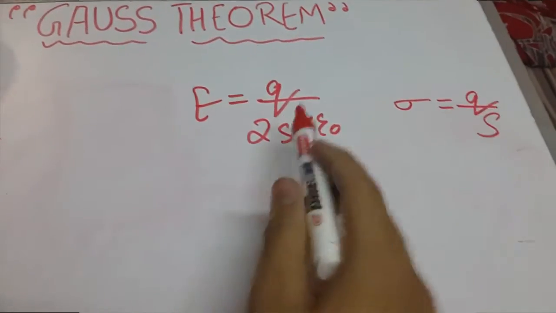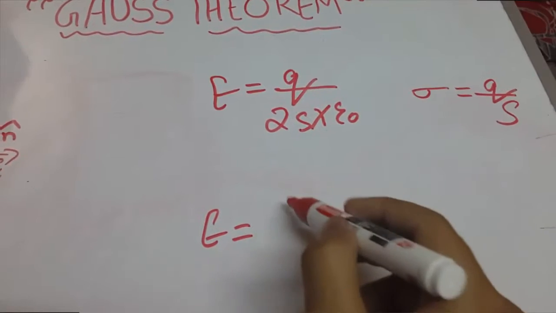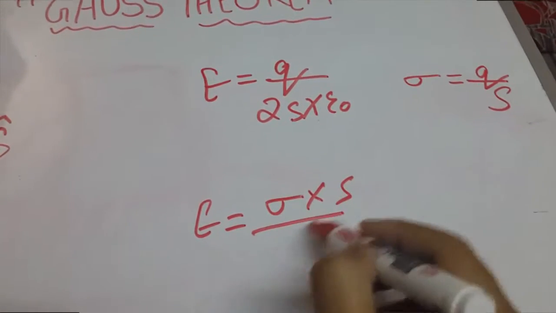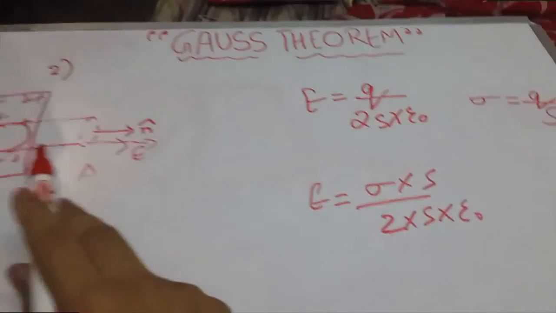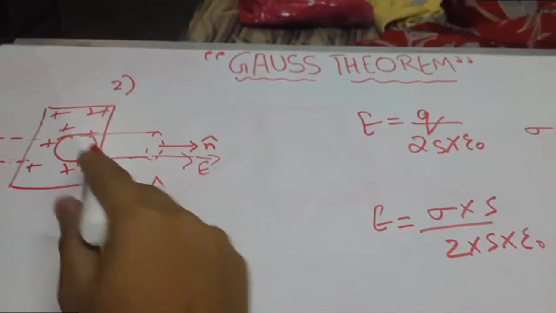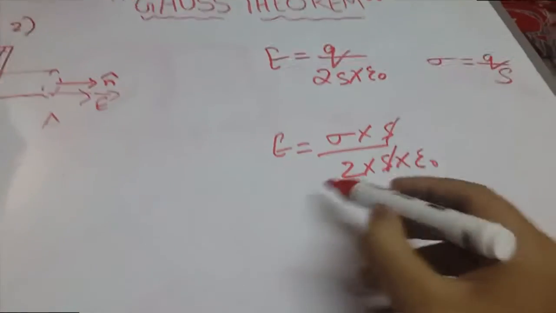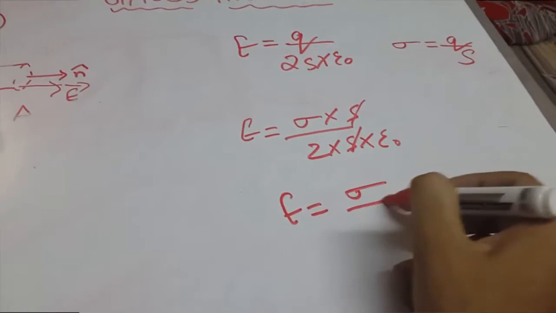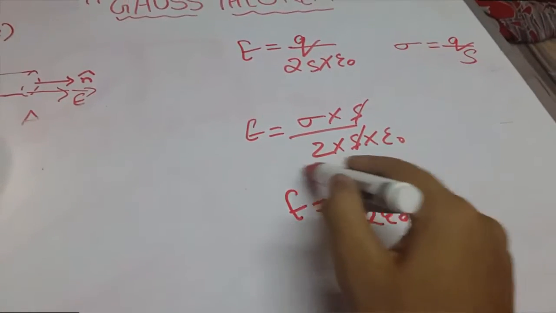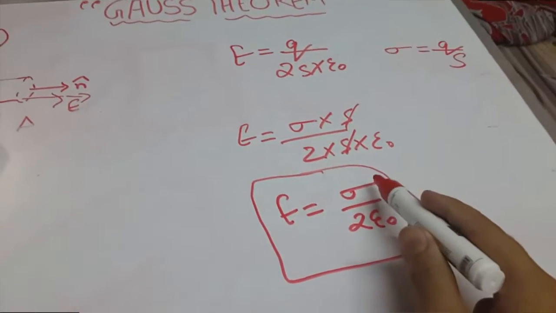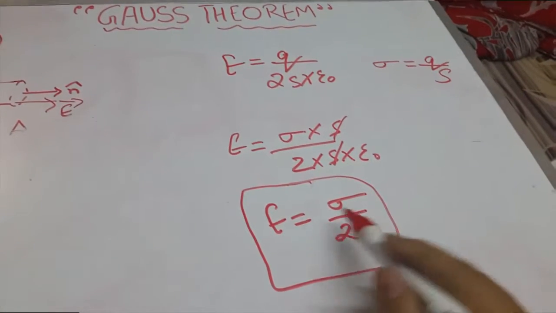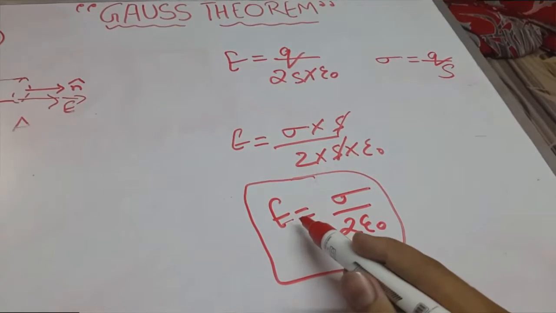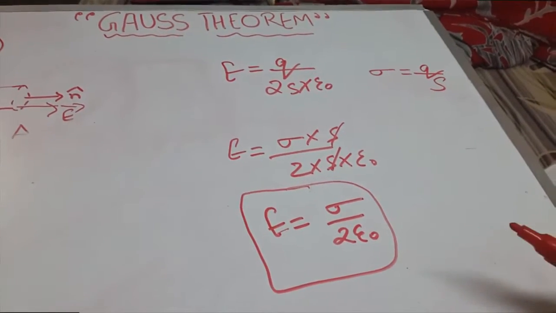By substituting the value of Q here, we just get electric field equals sigma into S upon 2 into S into epsilon naught. Here S and S are both the surface area of that ds surface area we took from the electric sheet, which is this surface. So we get electric field equals sigma by 2 epsilon naught. By knowing the value of sigma, the charge density of the infinite electric sheet, and the value of epsilon naught, we can calculate the electric field on the Gaussian surface. So let's proceed to the next property.